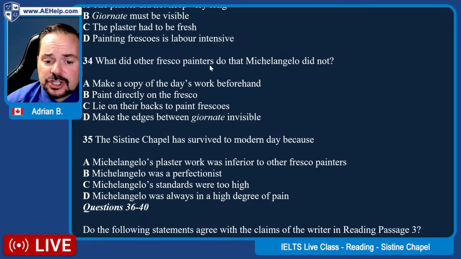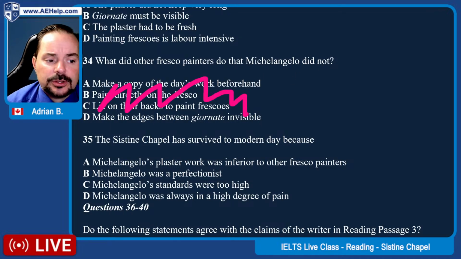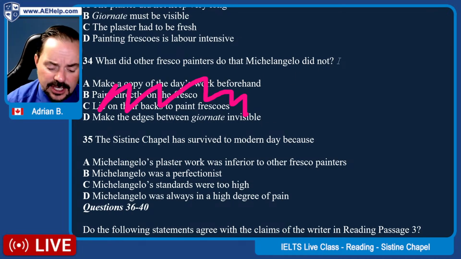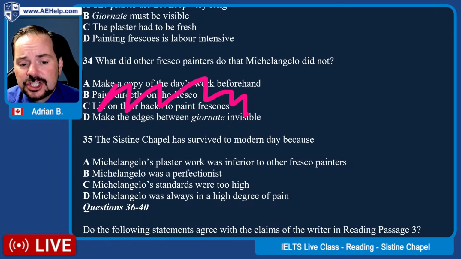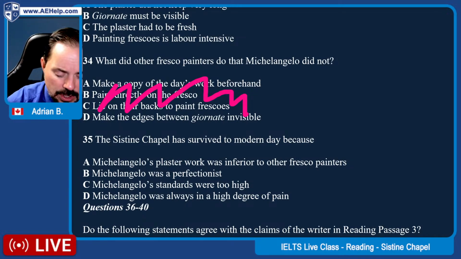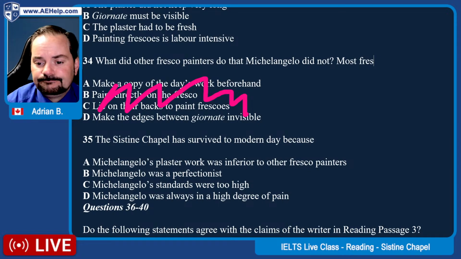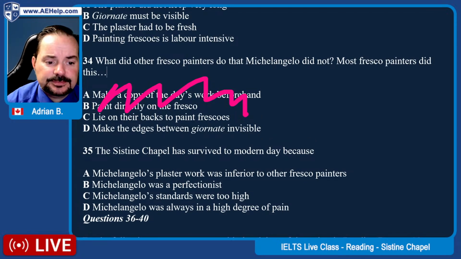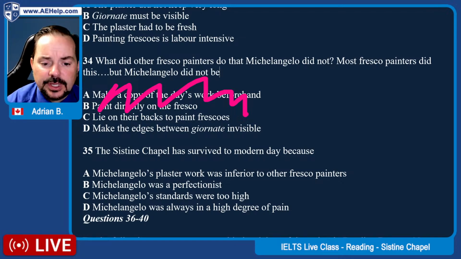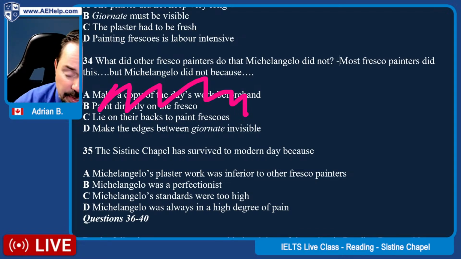What did other fresco painters do that Michelangelo did not? So again, I don't care about this part. I just care about the part on the top and thinking about it a little bit differently. So all I do is I change that question into a statement. So most fresco painters did this, but Michelangelo did not because something, right? So probably I'll hear or I'll read something like that.